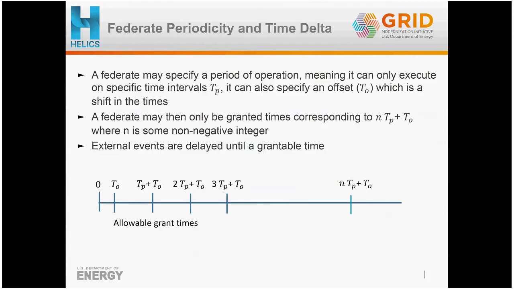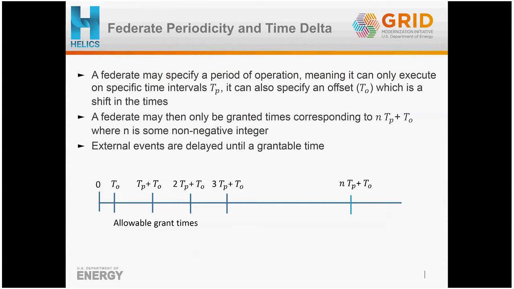The other properties involve the periodicity of how often a federate may return time. One of those is called the period, and an offset is closely related to that. Basically this states that a federate may only grant times at integer values of the period shifted by an offset value. So in this case, n times the period plus the offset, and you see how a timeline of this may look.